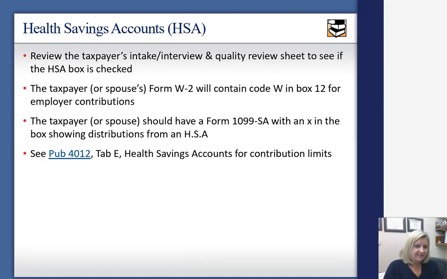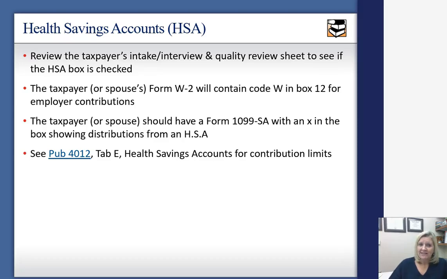Okay, health savings account. Review their intake form to see if they have HSA checked. We don't see a ton of these, but we do see some HSAs, and a taxpayer may have a 1099-SA, and that is going to show distributions from an HSA. They may also have contributions to the HSA. If their employer contributed to the HSA, you're going to see code W in box 12 on their W-2.